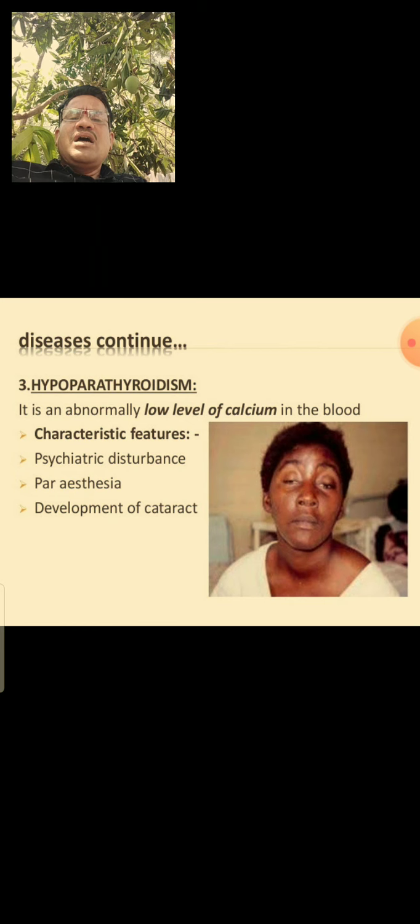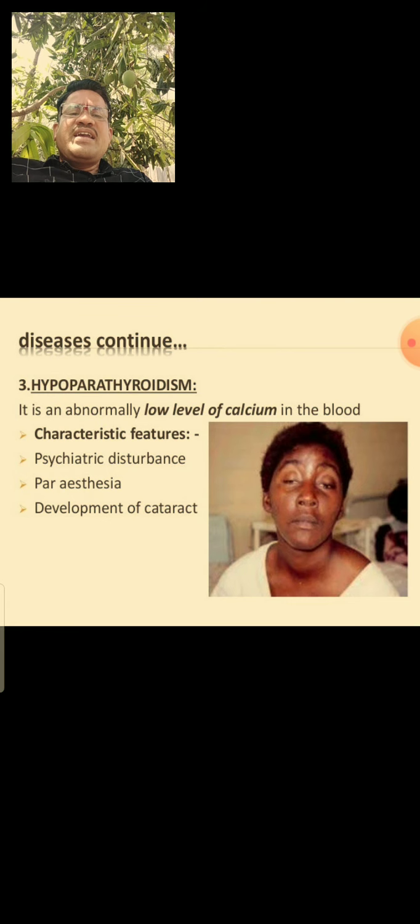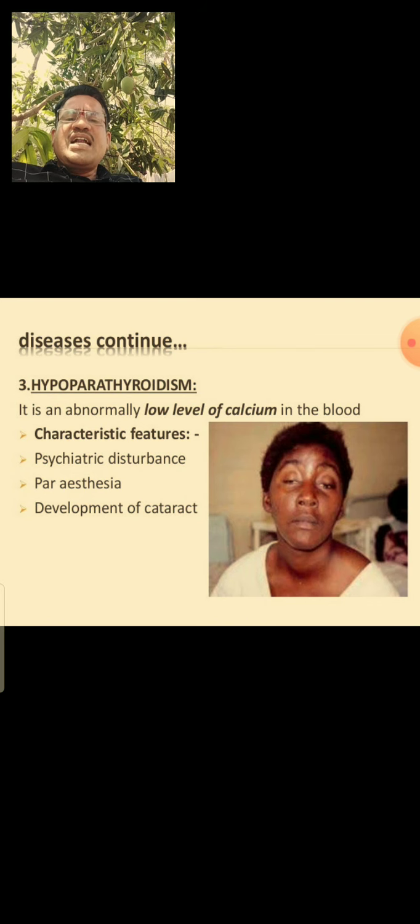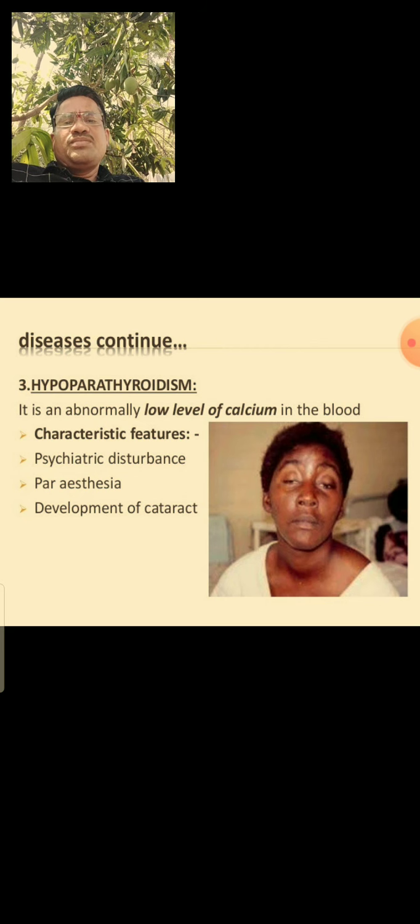Next, hypoparathyroidism, less release of parathormone. Generally, it is an abnormally low level of calcium in the blood. The characteristic features, right side there is a picture: psychiatric disturbance, paresthesia, development of cataract. The main character is psychiatric disturbance. That is the main thing caused by less release of parathormone, nothing but hypoparathyroidism.